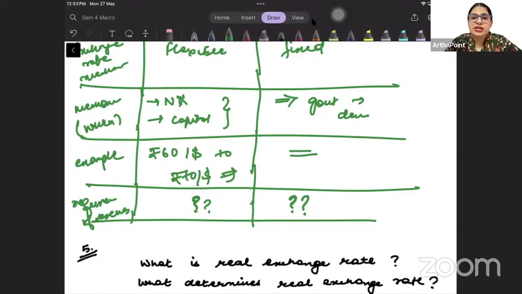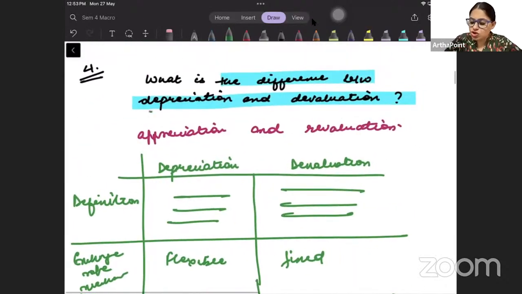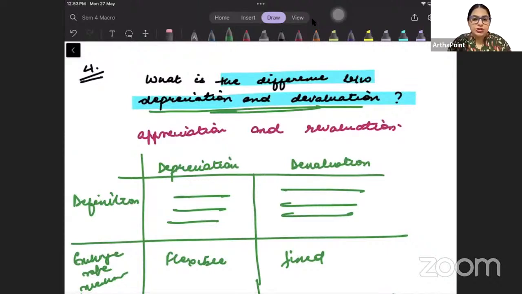So don't think that in such questions you have to just go ahead and give the definition. Just giving the definition is not enough. You have to go ahead and give a proper answer. You have to make these pointers and justify each and everything. कि depreciation कब होती है, appreciation कब होती है, devaluation कब होती है, revaluation कब होती है. So this kind of question can be asked in exam.